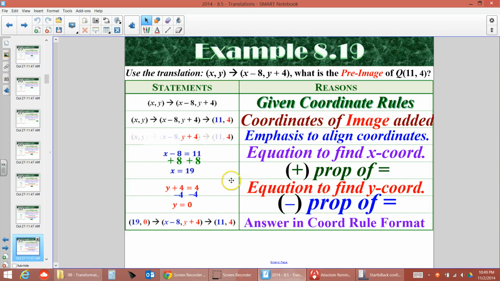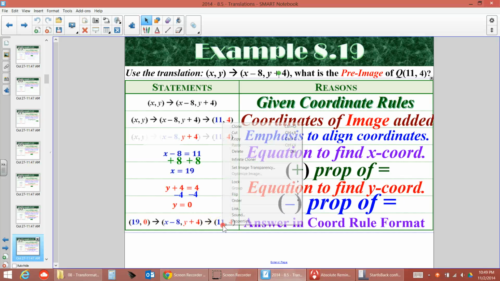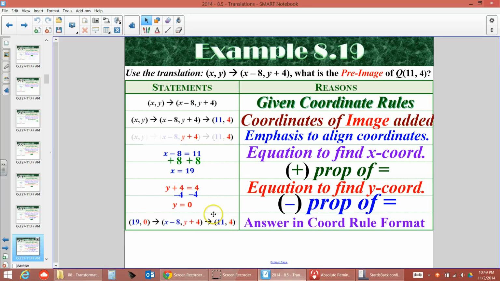Okay, so to sum everything up, I started here with 11, 4. Since it said pre-image, I know that the point Q, 11, 4, has to be the image. So I plug that in where the image goes. And then I had to work backwards to find out where I originally started from.